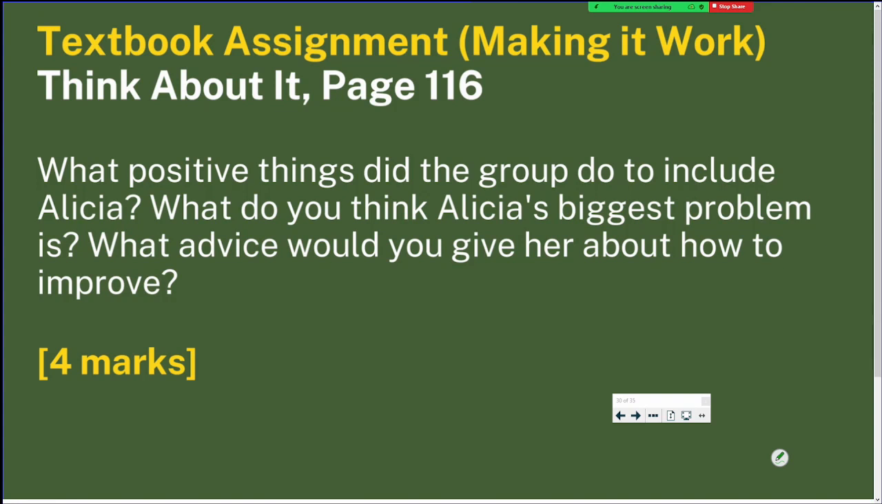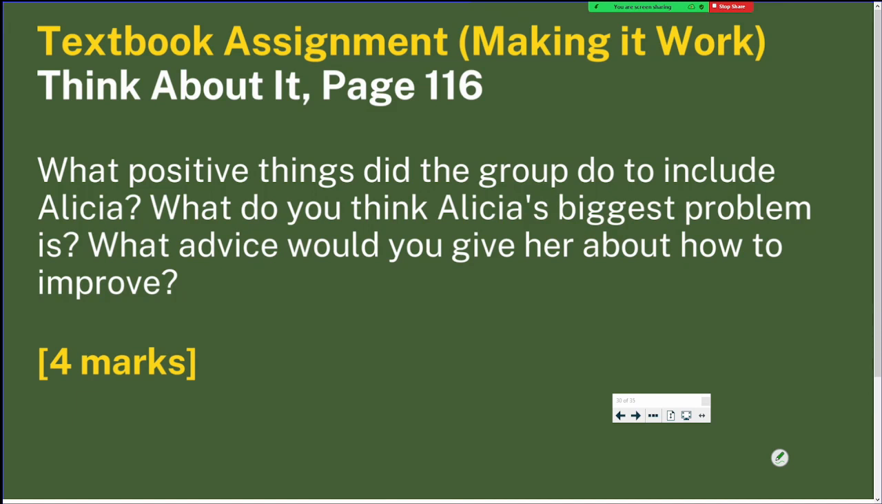So if we go to Making It Work and we go to page 116, you'll find the question, and if you flip back a page, you get an example of what might happen when people work in a group. As you read, think about the positive and negative behaviors described. Alicia is having some trouble working in a group. It's getting to the point that no one wants Alicia to be in the group anymore. Her friends know that she is a very interesting and creative person and could potentially do really good work, but they don't know how to make it happen.